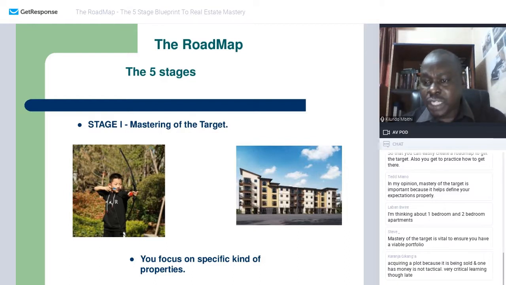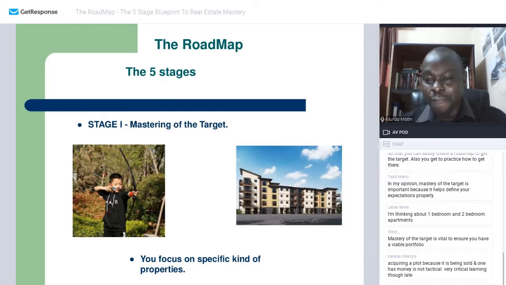Let's see what Laban says. I'm thinking about one bedroom and two bedroom apartments. Yes, so that's a specific class. As we go along, Laban, listen carefully to what the other stages are requiring you to master. Then we will come back to whether you're going to buy a one bedroom or a two bedroom apartment.